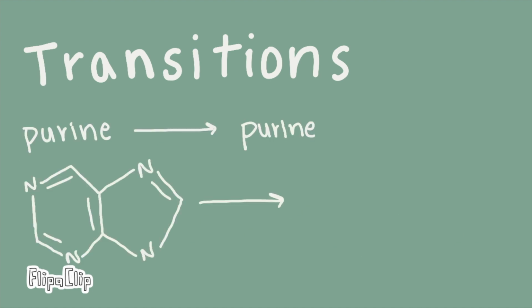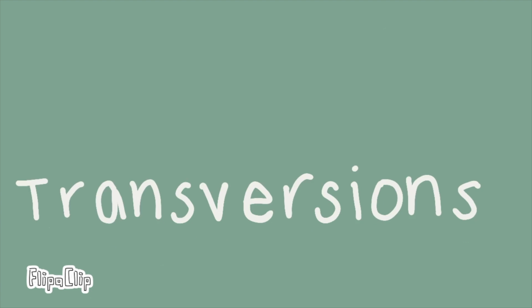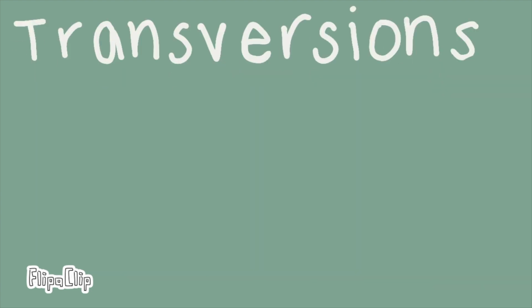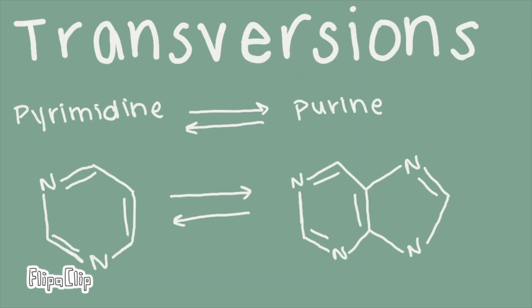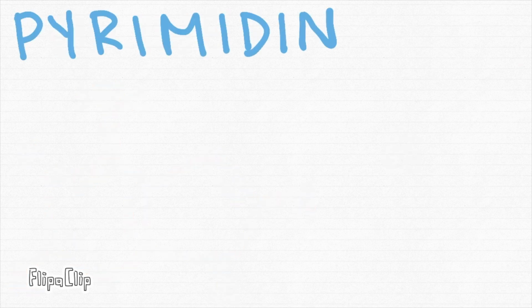A transition would be seen with a purine to a purine or a pyrimidine to a pyrimidine. A transversion would be seen with a pyrimidine to a purine or vice versa. Purines include A and G, and pyrimidines include C, T, and U.